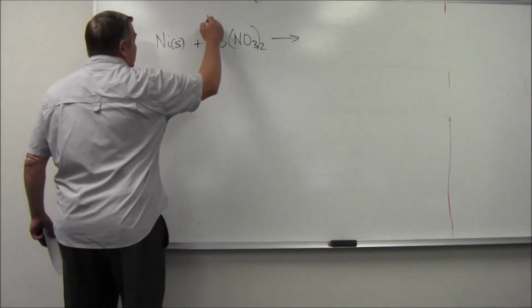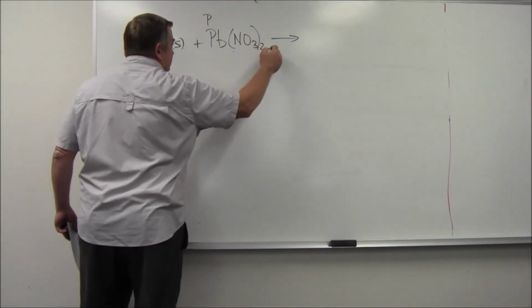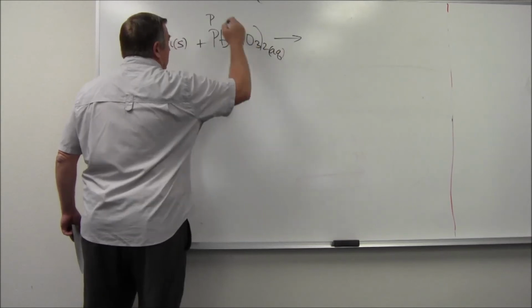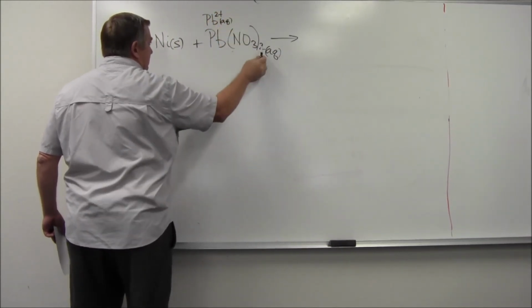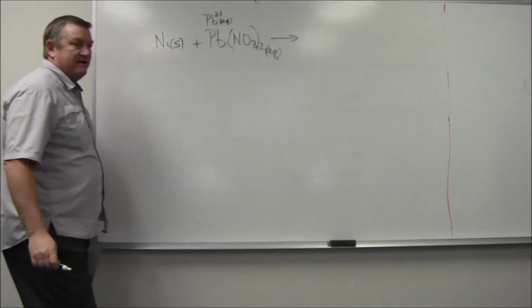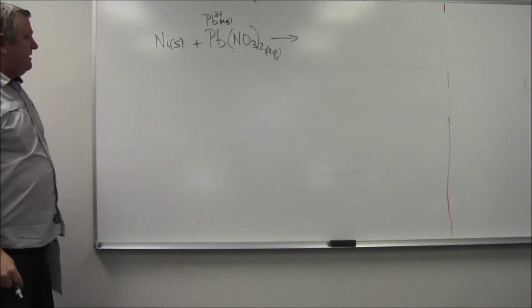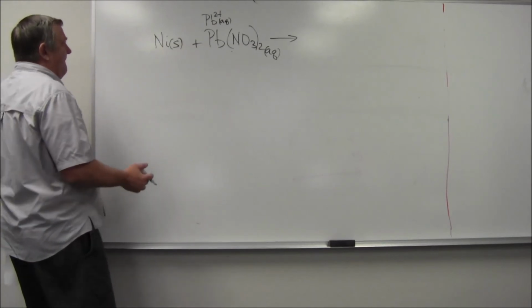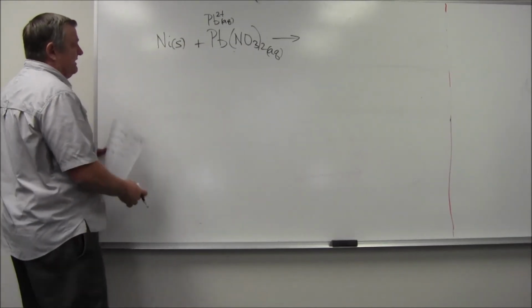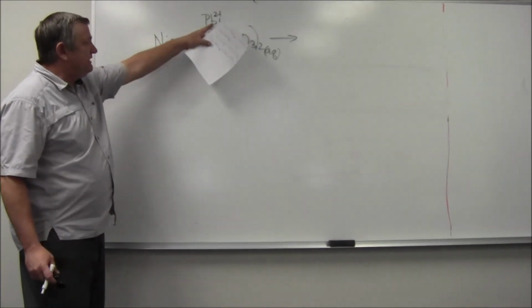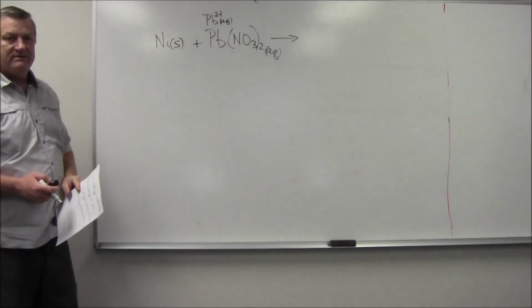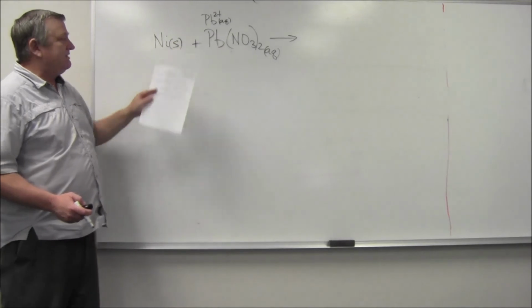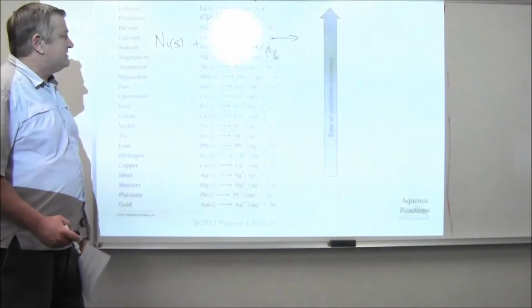So we know this is really lead 2 plus, aqueous, and we know this is lead 2 plus aqueous because of the 2 right there, which I'm crossing over. And so we're going to look at the table now. If this lead 2 plus is below the neutral nickel, they're going to switch places. If the lead's above nickel, there's no reaction. So let's look at the table.